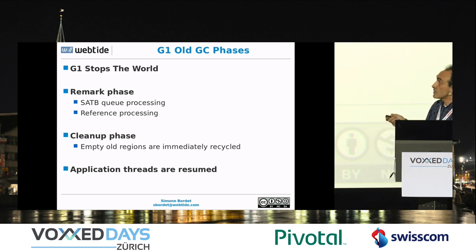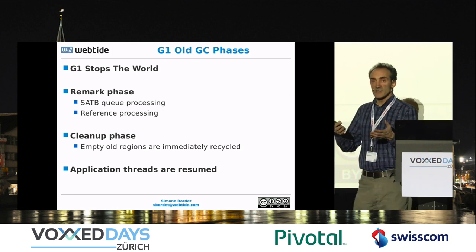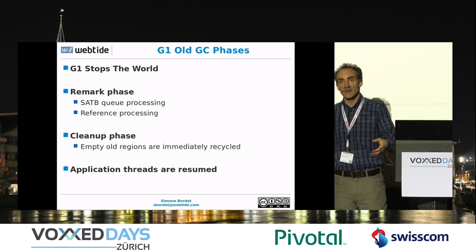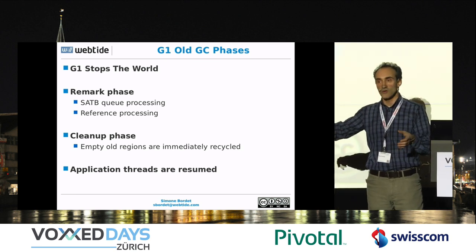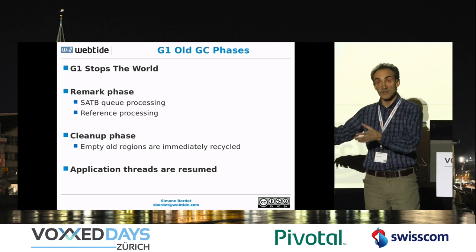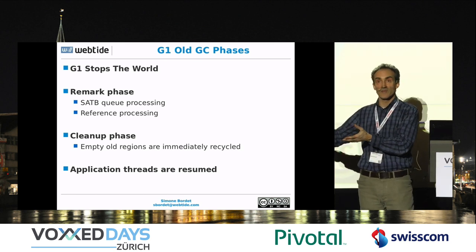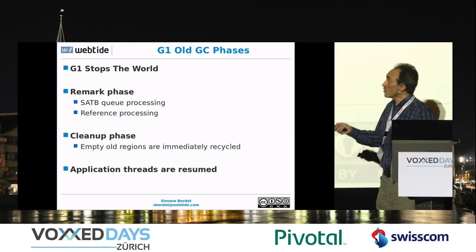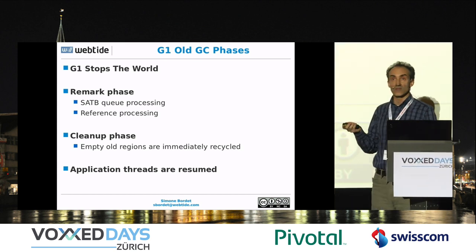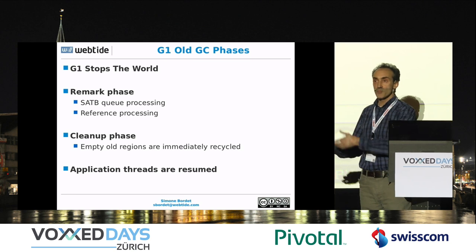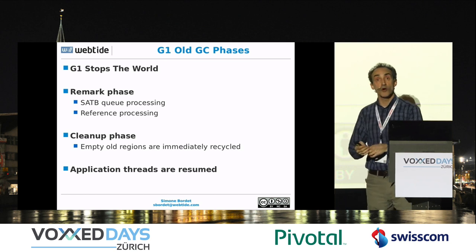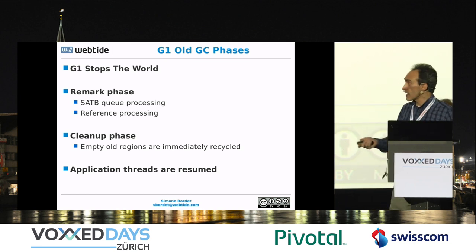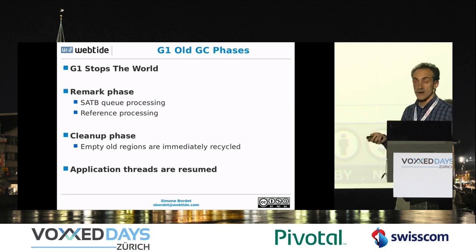And then, of course, there is a cleanup phase, because G1 says, oh, okay, while I was navigating the object graph for the old guys, it turns out that I did not navigate into that particular region. So it means that that region is actually completely full of garbage. So what can I do? Okay, no problem. I can immediately reclaim that region and just put it back and say, okay, you're free to receive promotions from the young generation. And then, of course, application threads are resumed, all right?